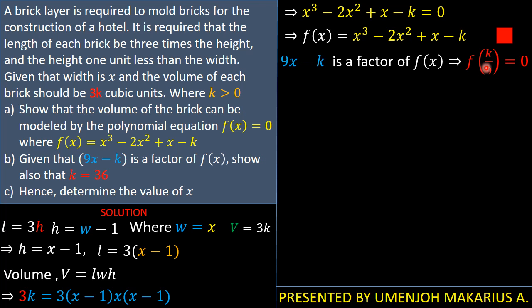Where did we get k over 9, guys? We simply equated the factor to 0, that is 9x minus k equal to 0, and solving for x, we had our x to be the same like k over 9. This is according to the factor theorem. So that therefore means f of k over 9 has to be equal to 0.